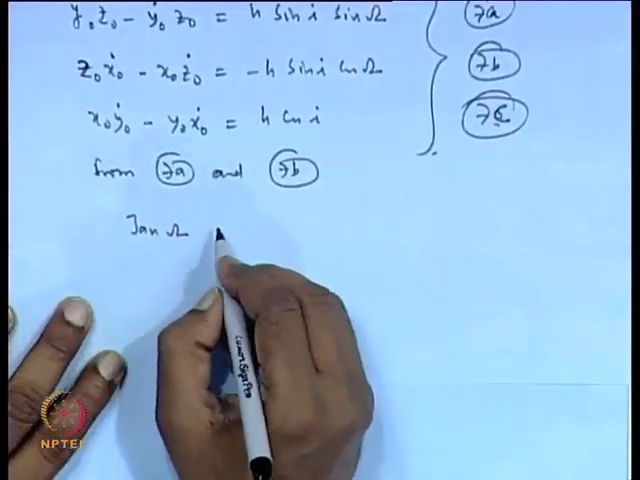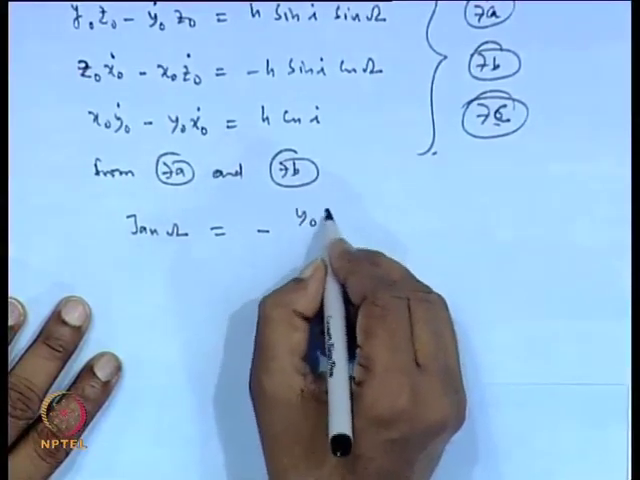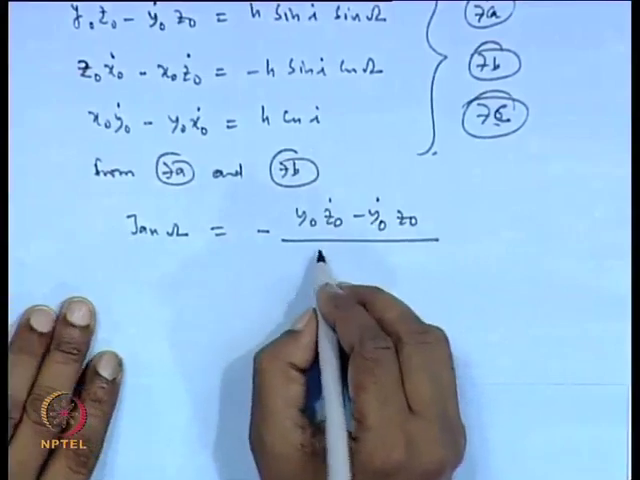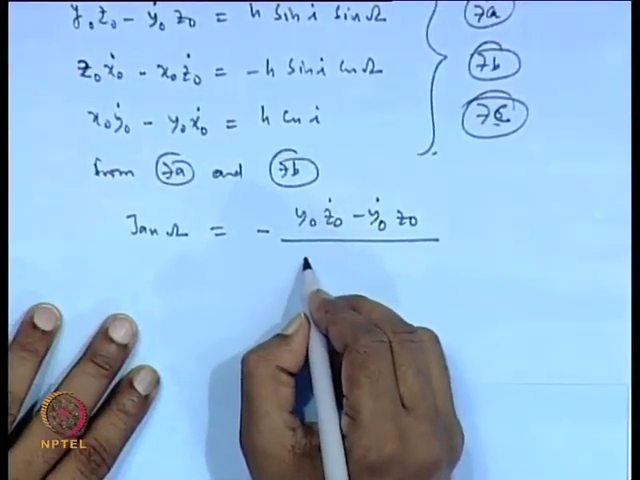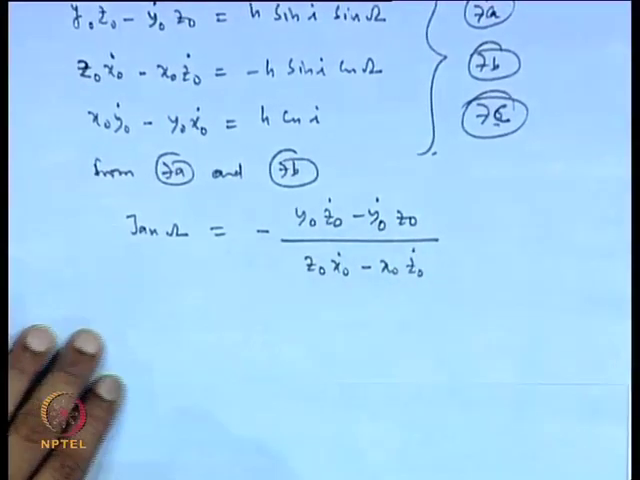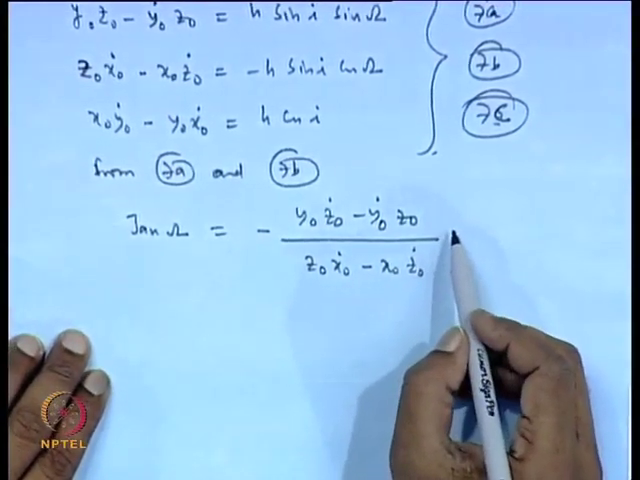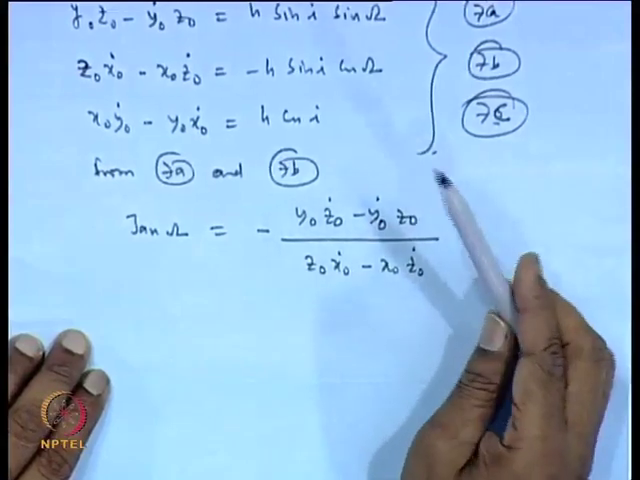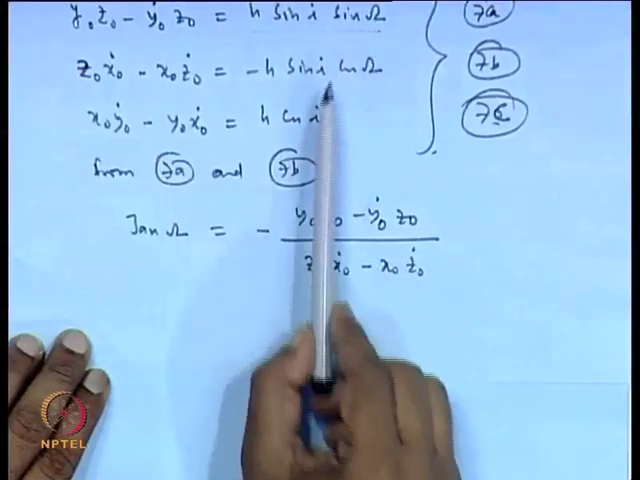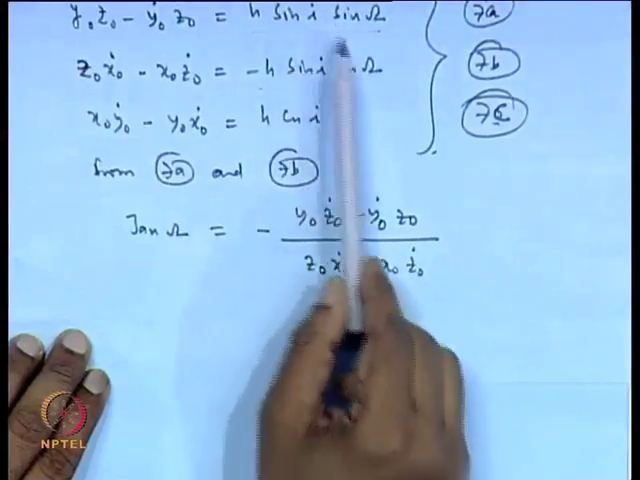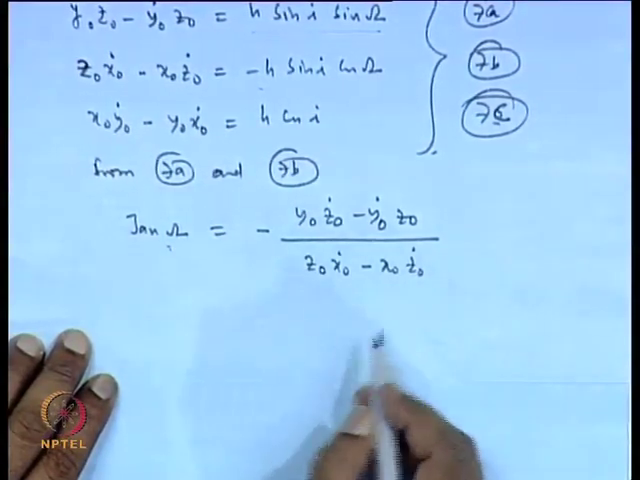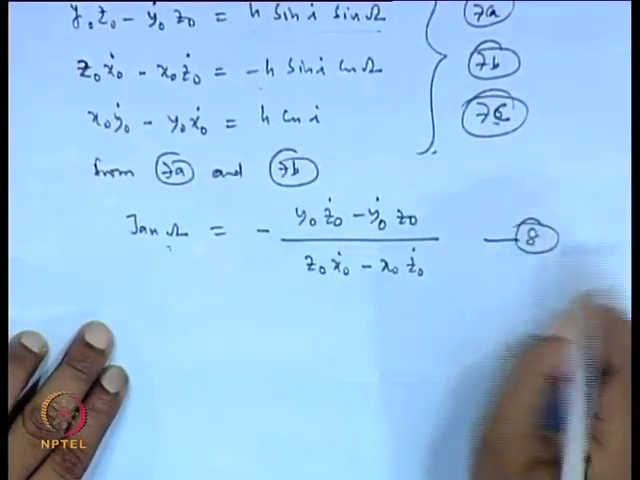tan capital omega, dividing them, equals minus (y0 z0 dot minus y0 dot z0) divided by (z0 x0 dot minus x0 z0 dot), and there is no ambiguity of sign because we know this term and this term separately. So, we are dividing this. Depending on the sign, in which quadrant the capital omega is lying, this can be resolved. So, this is our equation number 8.